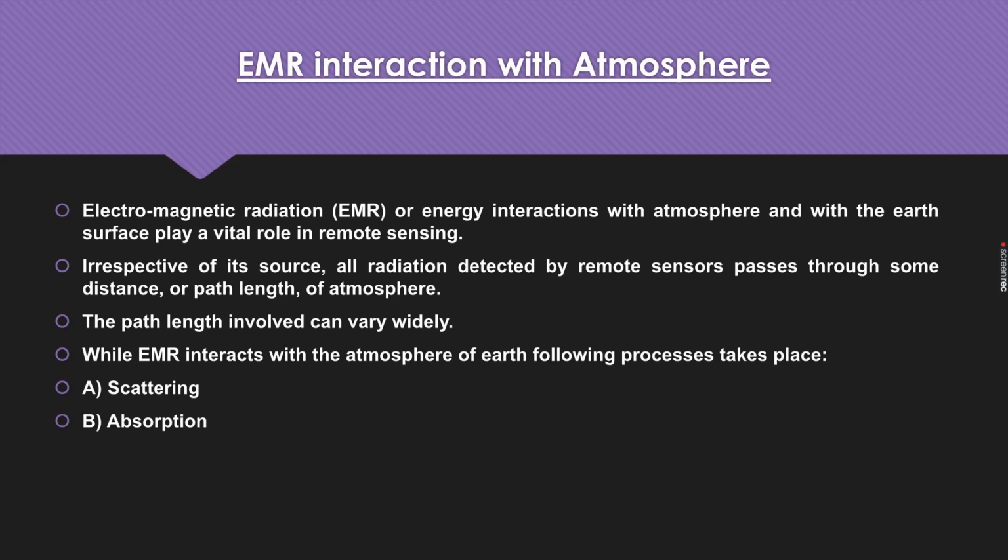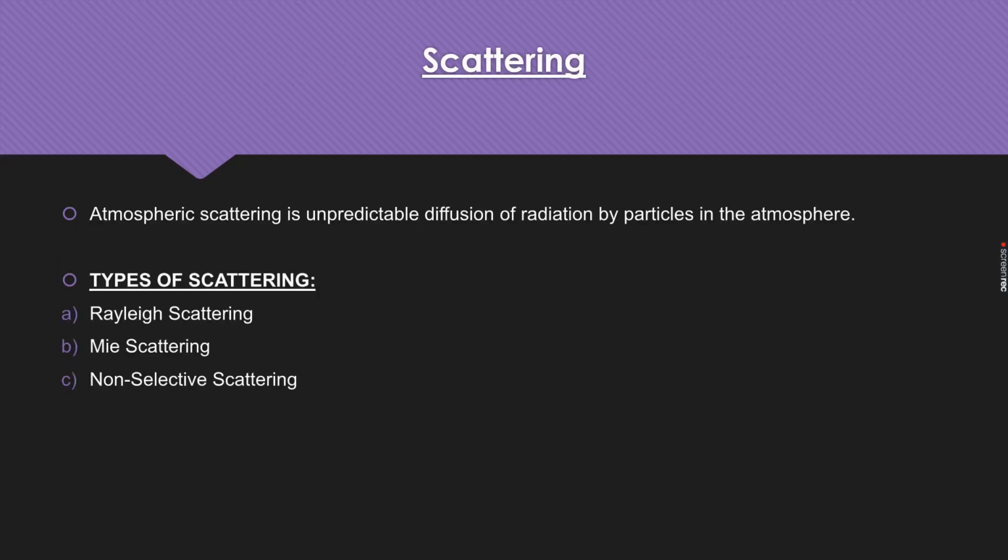While the EMR interacts with the atmosphere, many types of processes take place. Two important processes among these are scattering and absorption. First of all, we will look into scattering. So what is scattering? Basically, scattering is unpredictable diffusion of radiation by particles in the atmosphere.